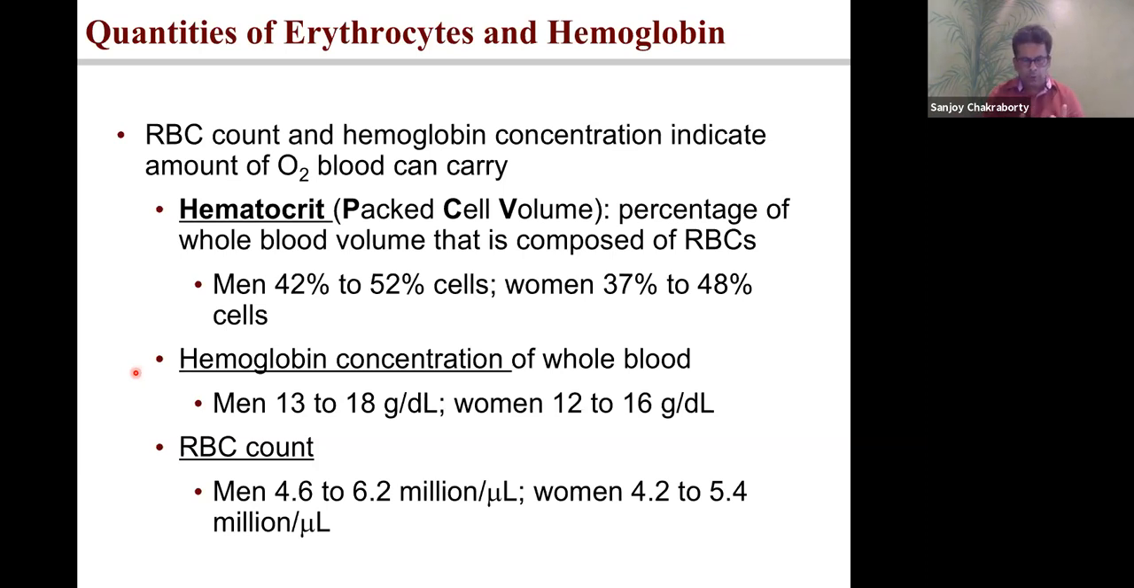So because of loss and because of production, generally, overall, obviously individual variations are there, men tend to have a little bit higher hematocrit value, higher hemoglobin concentration, and higher RBC count. And all these three, hematocrit, hemoglobin concentration, and RBC count, directly influence the amount of oxygen the blood can carry.